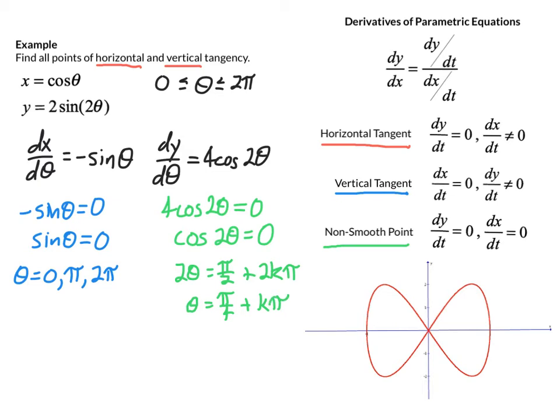In a similar way, my second solution says that 2 theta is 3 pi over 2 plus multiples of 2 pi, which means my second solution, general form, is 3 pi over 4 plus multiples of pi.